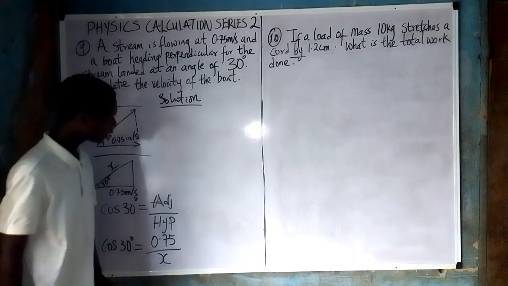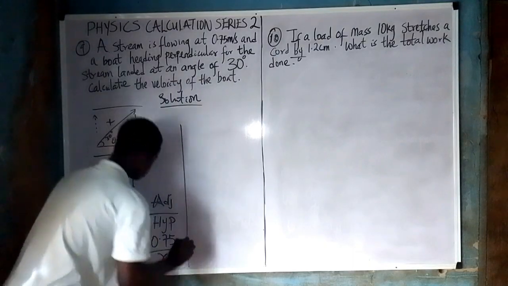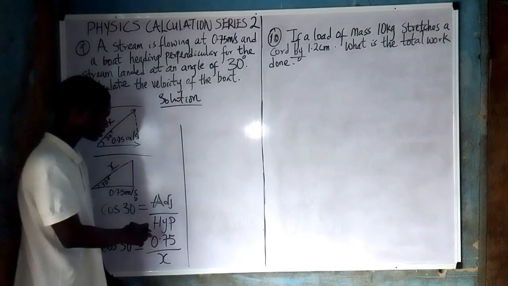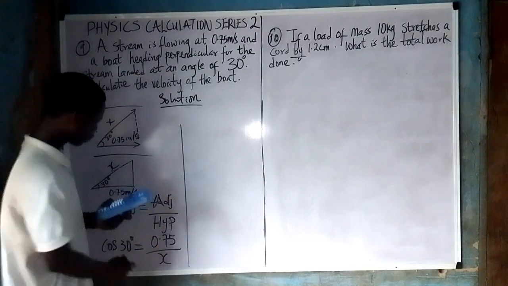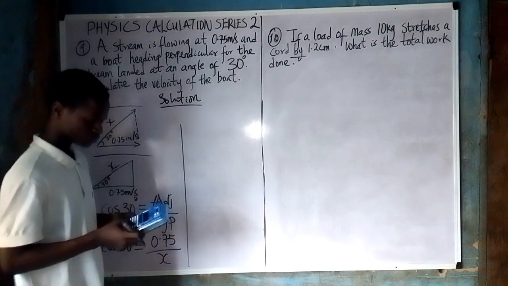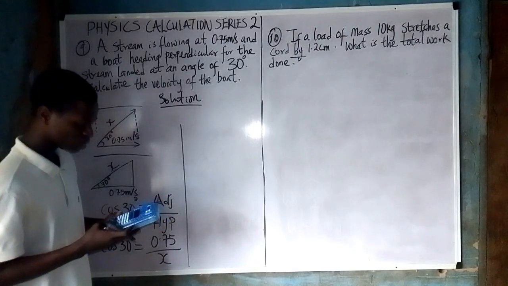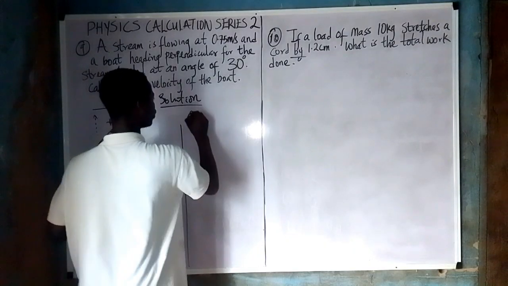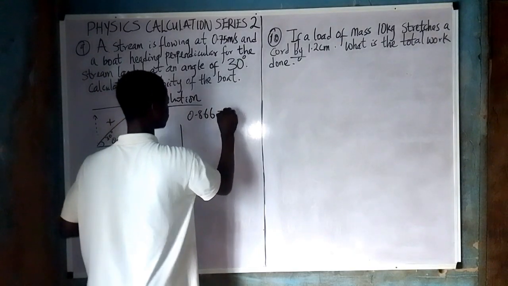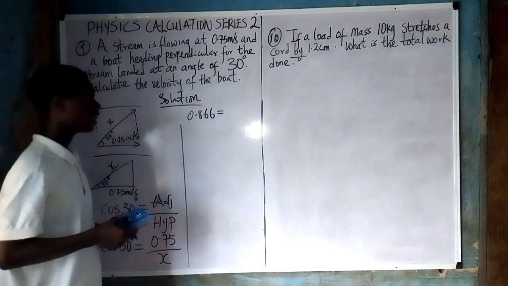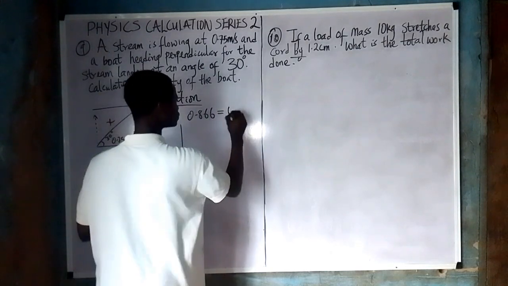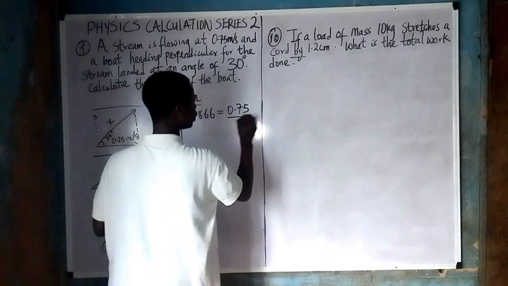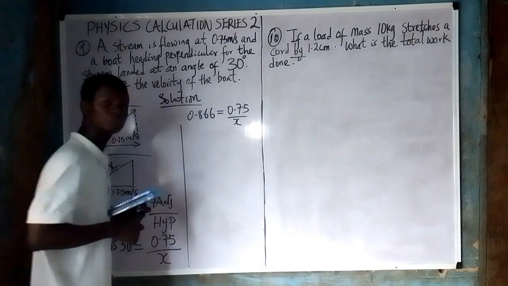So from here what will happen? We draw the line. From here we now have cos 30 degrees equals 0.75 over x. What's the value of cos 30? Cos of 30 degrees is 0.866. That is what we have as our cos 30. Now what do we write? We now have 0.866 equals 0.75 over x.